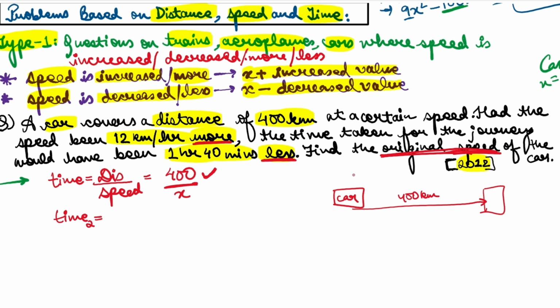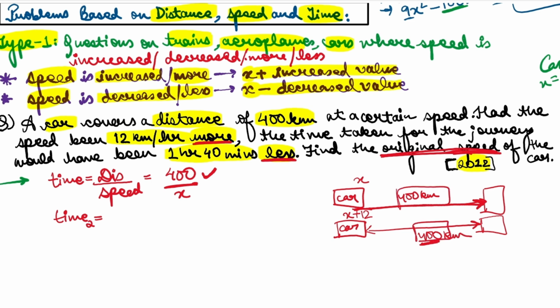So if it moves with a normal speed, that is x speed, then also it will reach, the distance will be 400 kilometers, correct? And even if the same car moves with the speed x plus 12, ultimately it needs to reach the same destination, which is again 400 kilometers, correct? So in that case, the distance is the same even though the speed is increased or decreased. The distance remains the same. So the second time taken becomes equal, as the distance is the same.